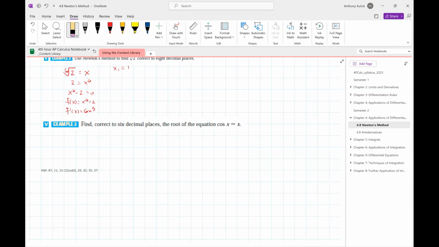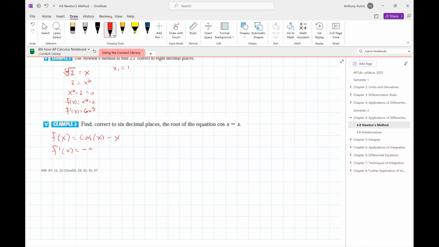All right. Last example. It says find, correct to 6 decimal places, the root of the equation cosine of x is equal to x. What's my f of x going to be here? Great, cosine x minus x, because we want to get everything onto one side. Could you have done x minus cosine x? Sure, if you want to. It doesn't matter.